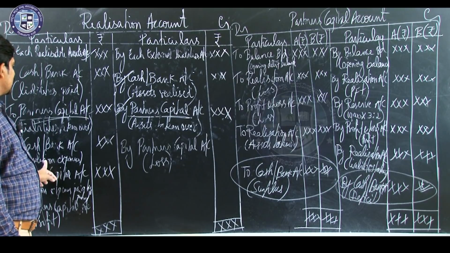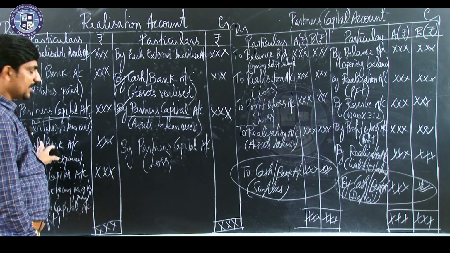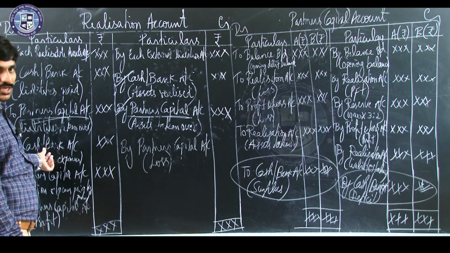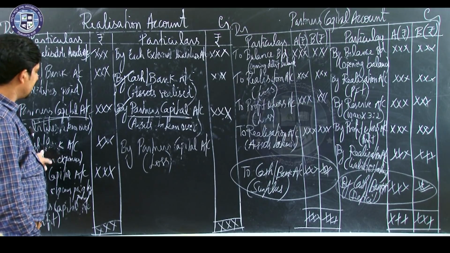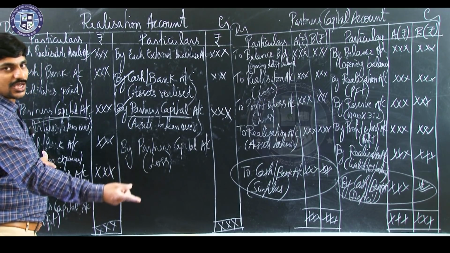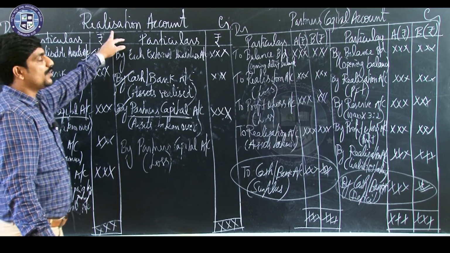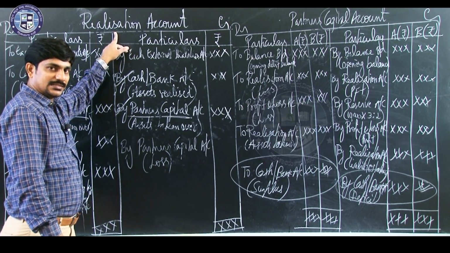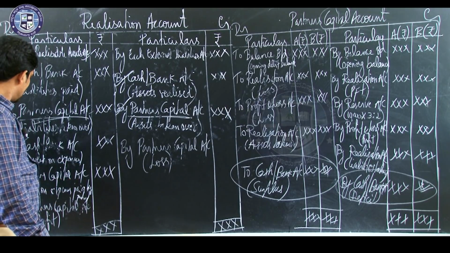Then one more is there, cash or bank account, that is for dissolution expenses. Again, this is the information relating to cash or bank, so we need to transfer it to the cash or bank account. Which side is it here? Debit side. When you transfer to cash or bank account, which side do you transfer? Opposite, that is credit side. And you write by realization account, that is dissolution or realization expenses.